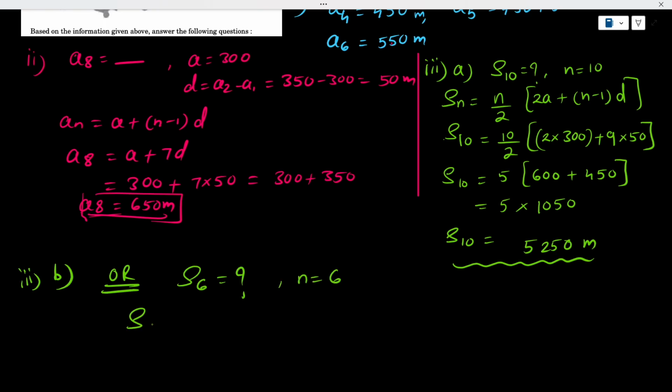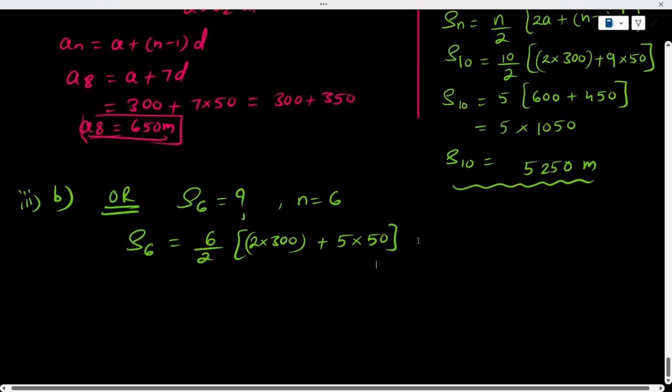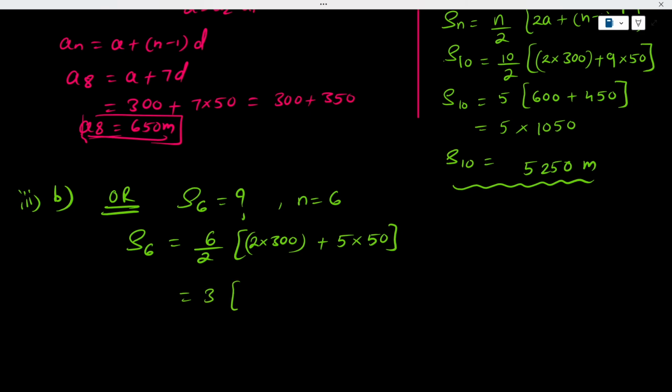So how to find S6? Again, you can write down this Sn formula. I have written this, I am not rewriting it here. It will be 6 by 2 times 2 times 300 plus n minus 1, which will become 5, because 6 minus 1 is 5, times 50, right? So if I do further simplification, 3 times 600 plus 250, that is 3 times 850, which if you calculate is 2550 meters.